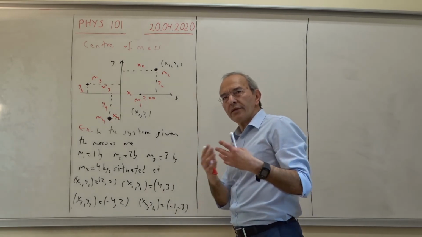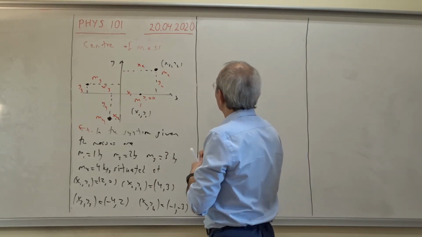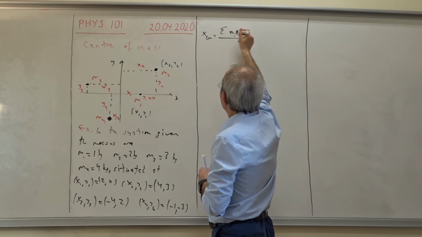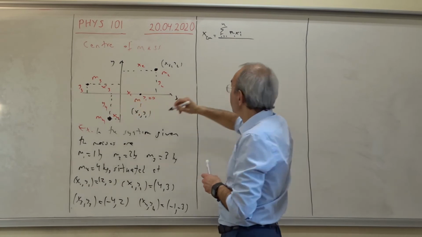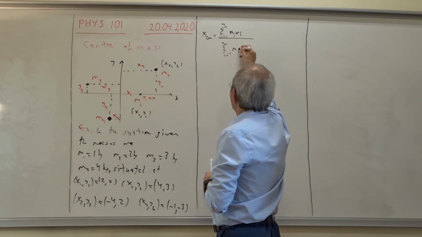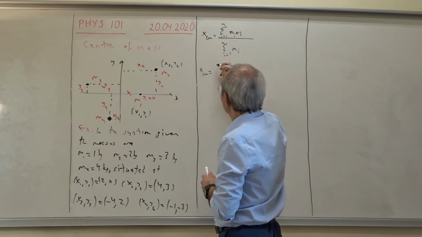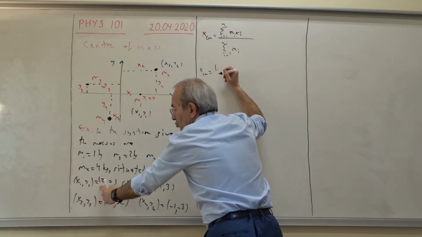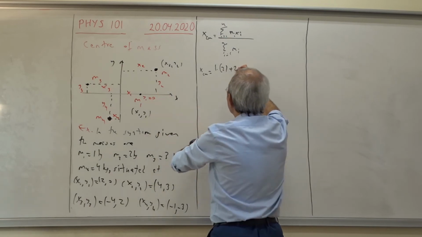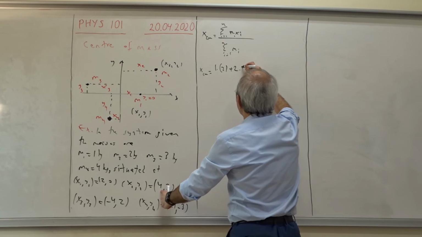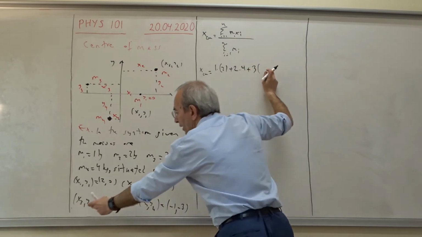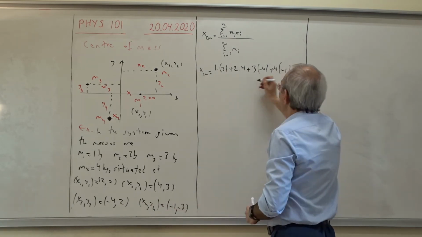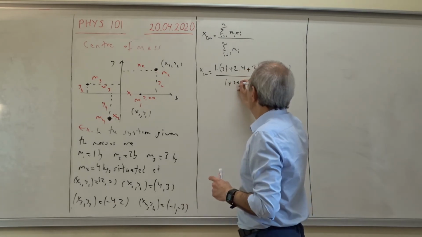Let's find X center of mass and Y center of mass separately as required. First, X center of mass. Of course, we will have the first term as the sum of MI, XI, for all I from 1 to 4, because there are totally 4 masses, and divided by the sum of only MI. So numerically, X center of mass is, in the numerator we have the first mass and its x component: 1 kilogram times x1, which is 2. 1 times 2. Plus the second mass, 2 kilograms multiplied by x2, which is 4. 2 times 4. The third mass, 3 kilograms multiplied by x3, which is minus 4. The fourth mass is 4 kilograms multiplied by x component minus 1. Divided by the sum of only the masses: 1 plus 2 plus 3 plus 4.